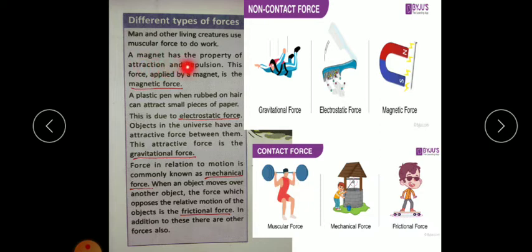A magnet has the property of attraction and repulsion. This force applied by a magnet is the magnetic force. So what is magnetic force? The force applied by a magnet is called magnetic force.